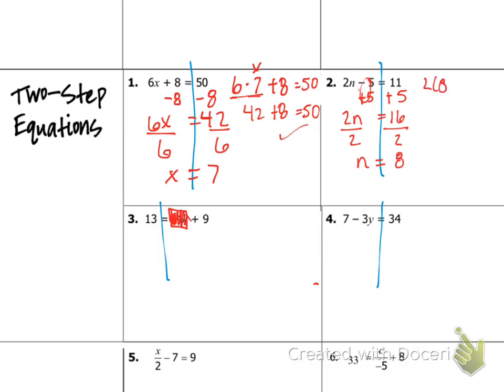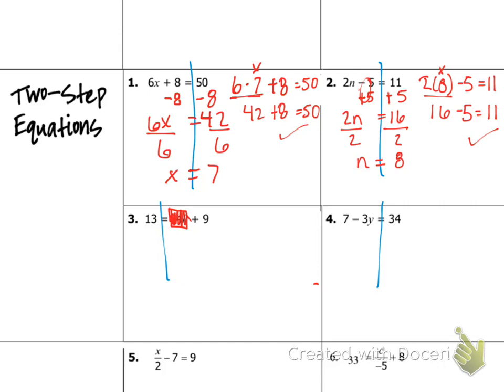Algebra is one of those great things where you can always know if your answer is right, because you can always just plug it in. So we have 2 times 8 minus 5 equals 11. Well, order of operations says 2 times 8 first, which is 16. Minus 5, is that 11? Yes, it is.